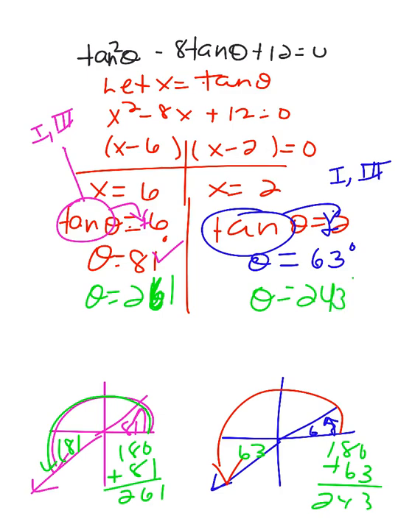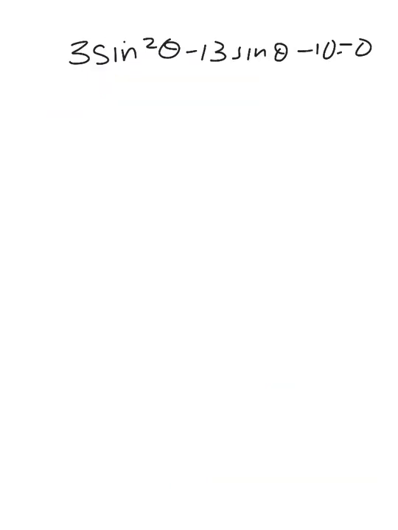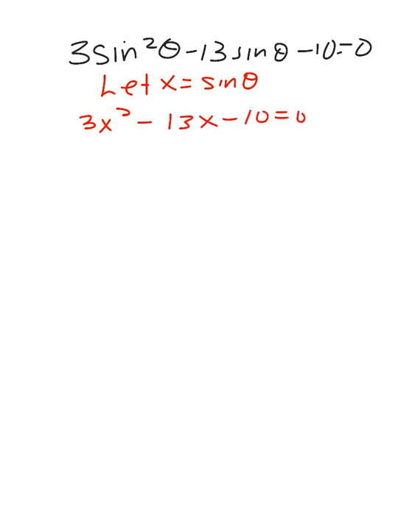Okay, so let's take a look at 7b. Okay, so we have 3 sine squared theta minus 13 sine theta minus 10 equals 0. So we'll let x equal sine theta. So I have 3x squared minus 13x minus 10 equals 0. This is factorable. So when we factor this, we actually get 3x plus 2 times x minus 5 equals 0.